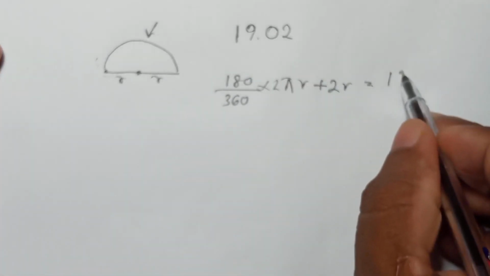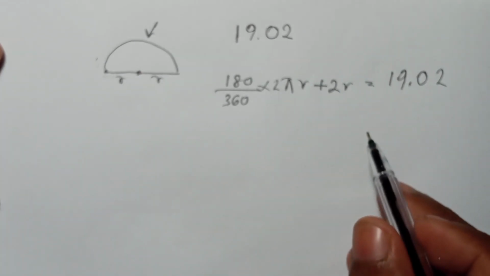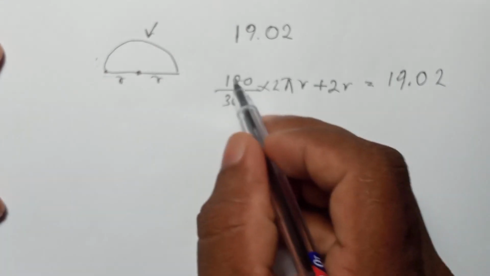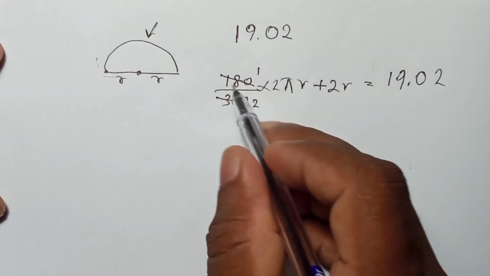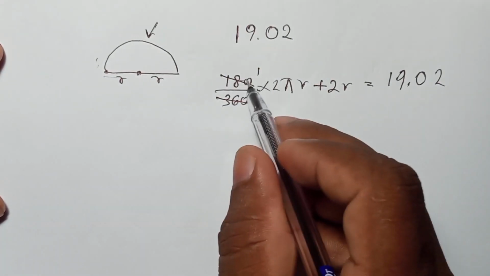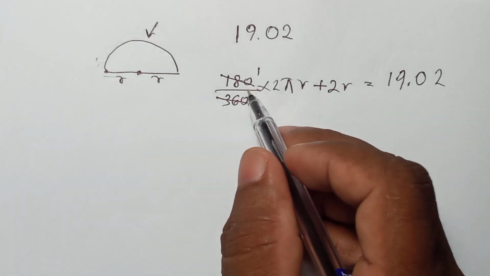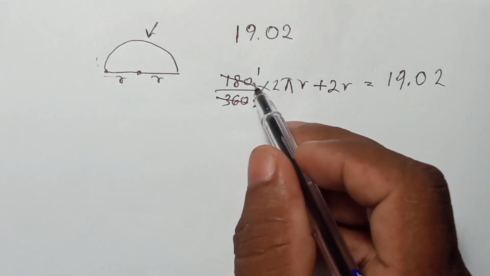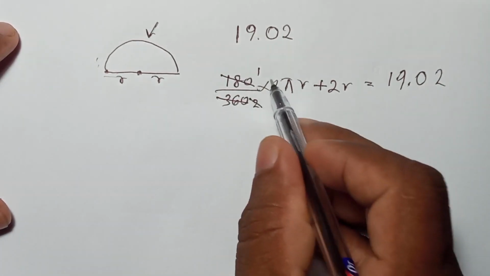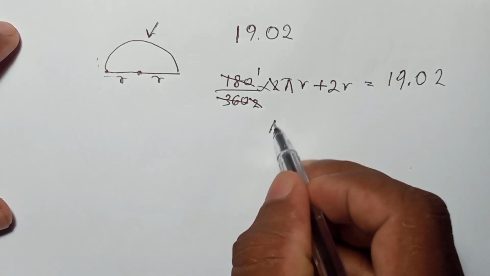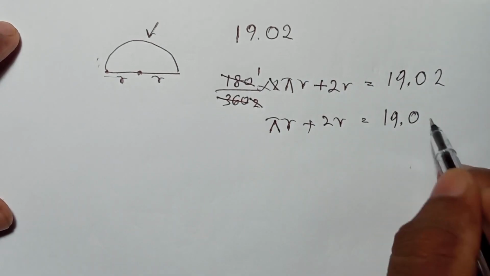This will be equal to 19.02. Okay, now how to simplify this, right? Here very simple, 1/2, no? Here 2, here 1. How many 180 are there in 180? How many 180 are there in 360? Or you can simply divide by 10 and 9 like that. But anyway, this is the way. Then 2 and 2 cancel. Okay, just here you will have only pi r, and here 2r equals 19.02.